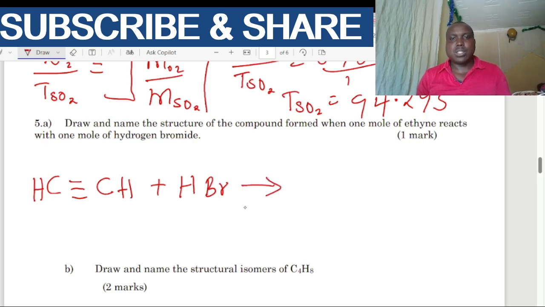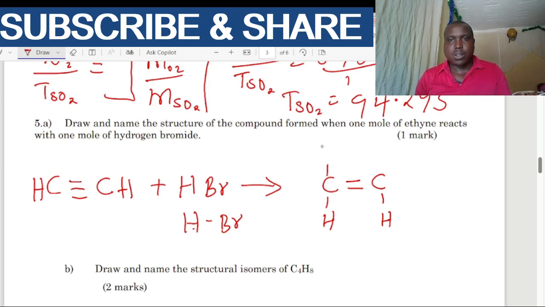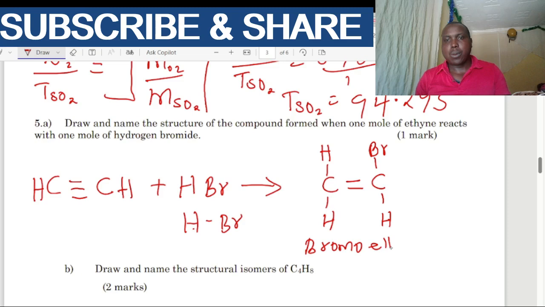Let me write this chemical equation. The triple bond breaks to form a double bond, and the hydrogens remain on the carbons. Now one hydrogen will attach to one carbon and the bromine will attach to the other. So here we have hydrogen, here we have bromine, and this is called bromoethene. The name is bromoethene.